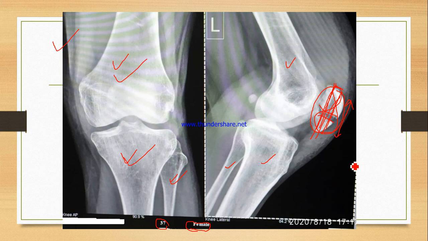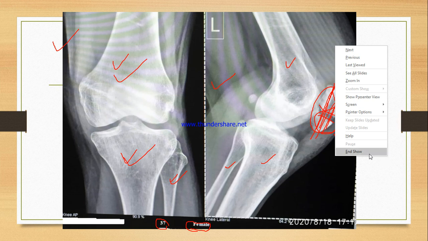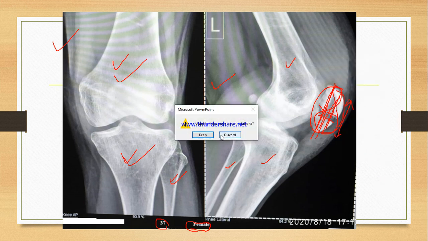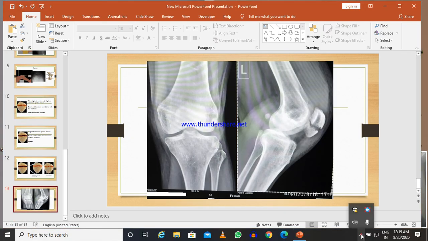So this is the thing. It is a very simple way. For this particular case, I have explained whatever things are required. I hope you have understood and that it will be useful.